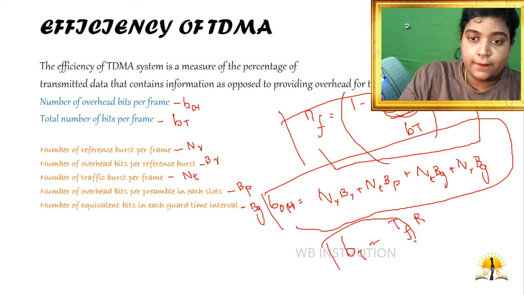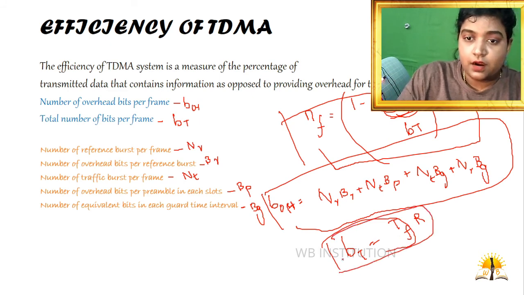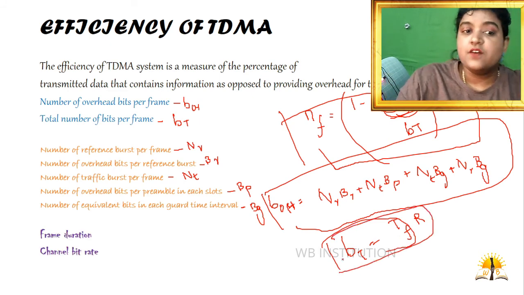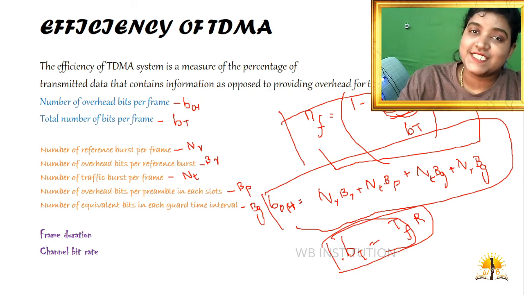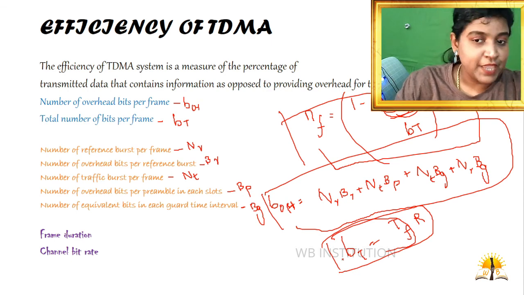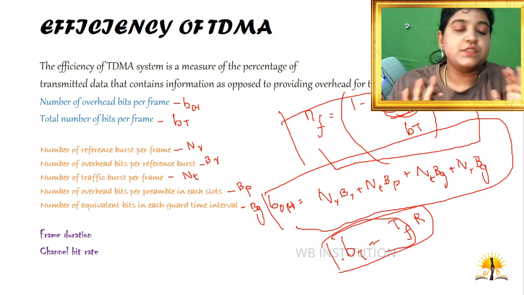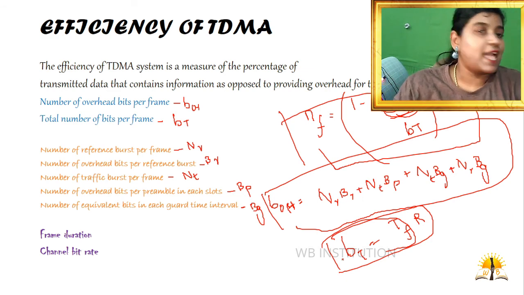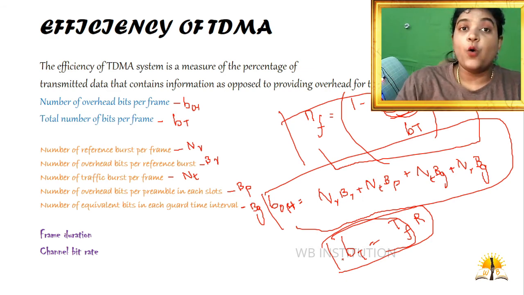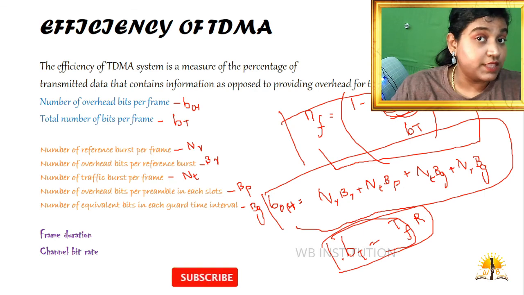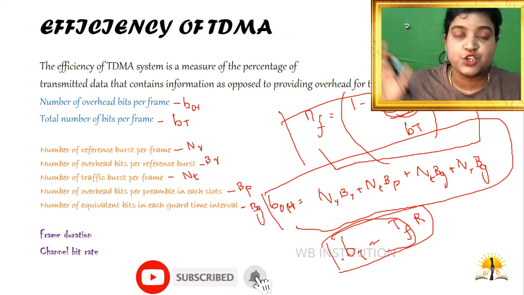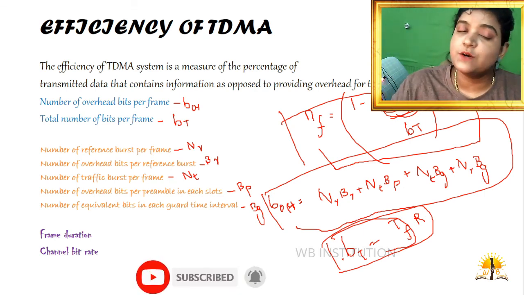Here, TF is the frame duration and R is the channel bit rate. These are the important formulas used to calculate your efficiency. Hope you are very clear with the entire topic, time division multiple access. So thank you.